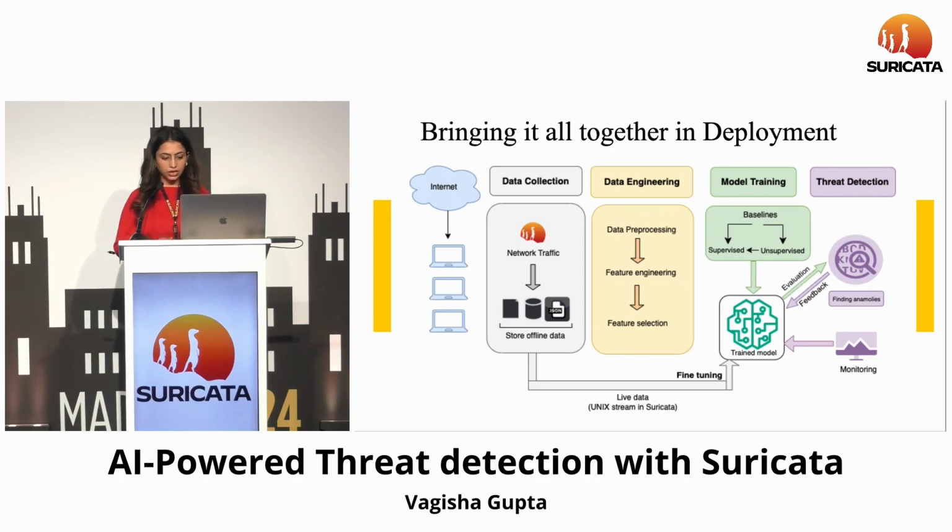For this case, I've written finding anomalies here. Once you have the trained model, you capture the live traffic that comes from Suricata, and it is again passed, that's unseen data without the labels, into the trained model, and hence the evaluation is performed.